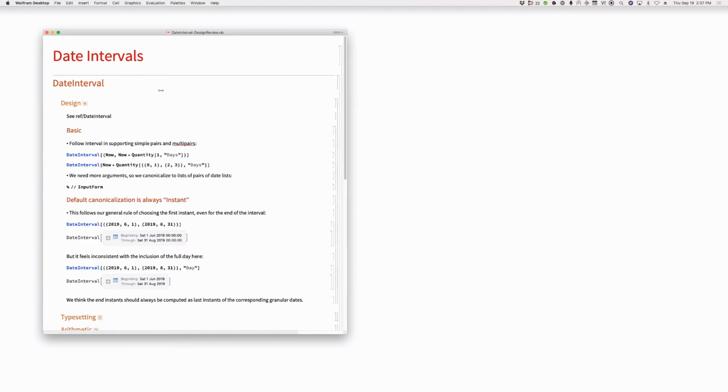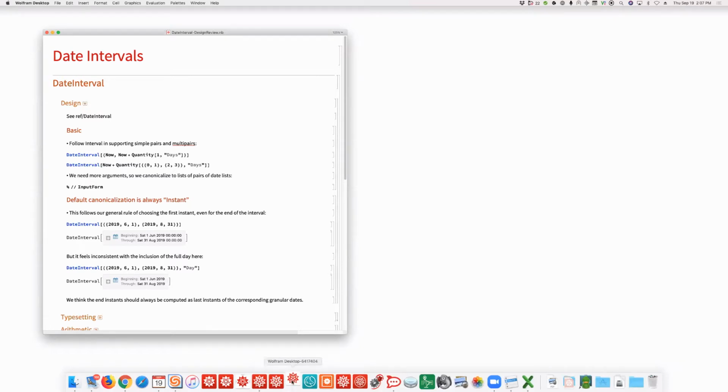There is a featureized ref page for it. And these examples will also evaluate in prototype builds if you have one. Okay. Great. Let me start a prototype build.